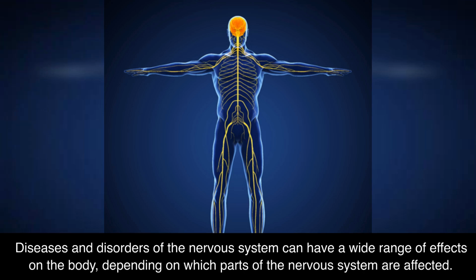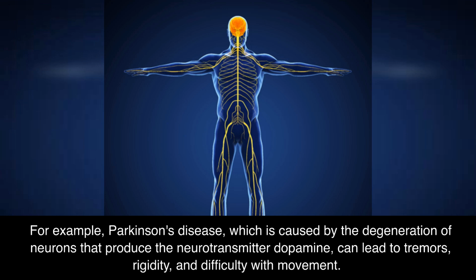Diseases and disorders of the nervous system can have a wide range of effects on the body, depending on which parts of the nervous system are affected. For example, Parkinson's disease, which is caused by the degeneration of neurons that produce the neurotransmitter dopamine, can lead to tremors, rigidity, and difficulty with movement.